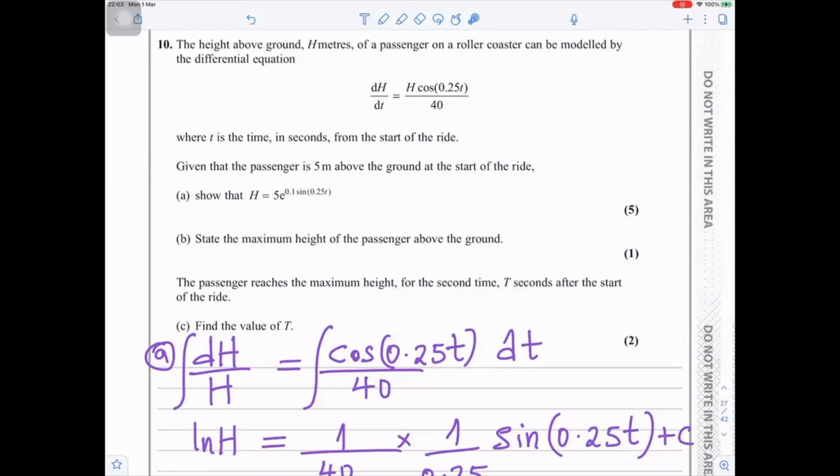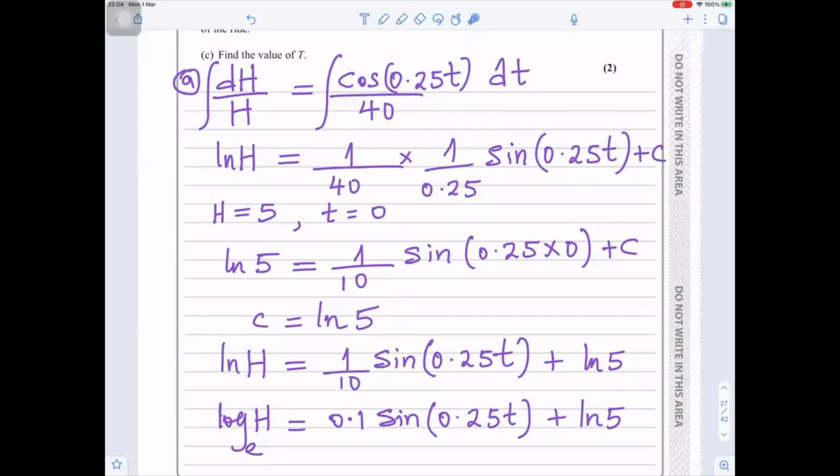Question number 10. The height above the ground, h meters, of a passenger on a roller coaster can be modeled by the differential equation. So part A says show that h is 5e to the 0.1 sine 0.25t. So we are given dh over dt. What we want to do is integrate. So the opposite of differentiation is integration. So we want to integrate the right-hand side, which is integrating that function.